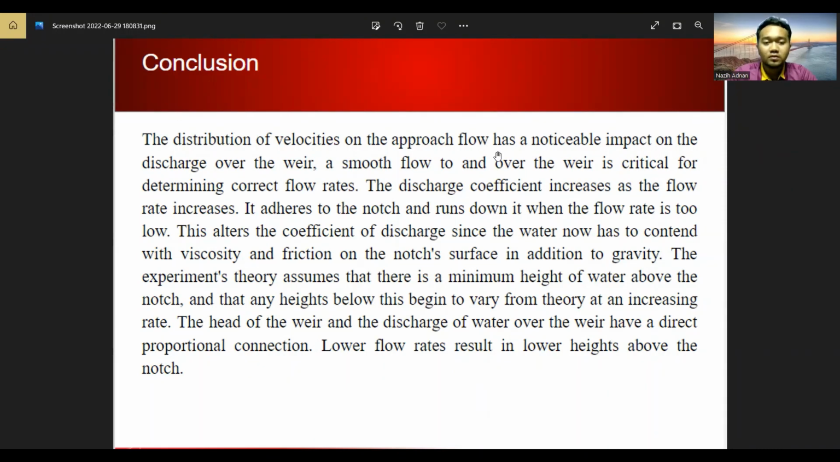The experiment's theory assumes that there is a minimum height of water above the notch, and that any height below this begins to vary from theory at an increasing rate. The head of the weir and the discharge of water over the weir have a directly proportional connection. Lower flow rate results in lower height above the notch.